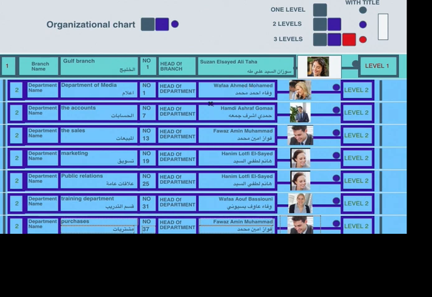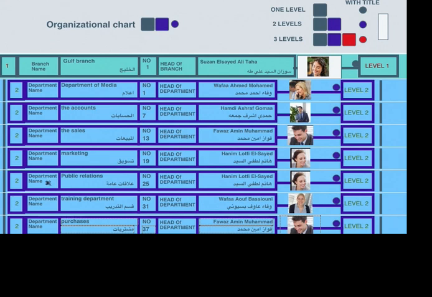The Accounts Department, department number 7. The head of the department, Hamdi Ashraf Goma. The Sales Department, department number 13. The head of the department, Fawaz Amin Muhammad. The Marketing Department, department number 19. The head of the department, Hanim Lotfi El Zaid.